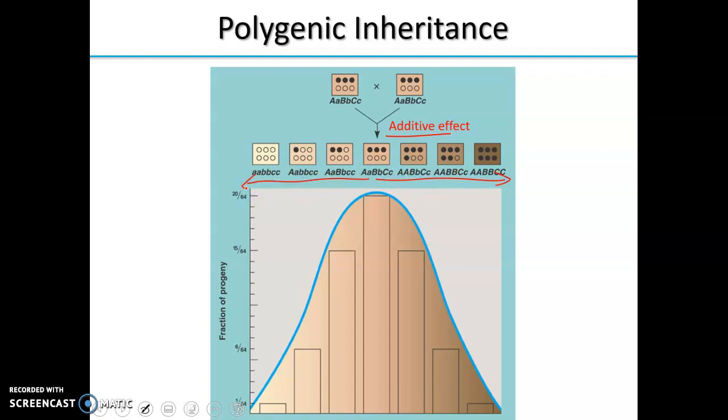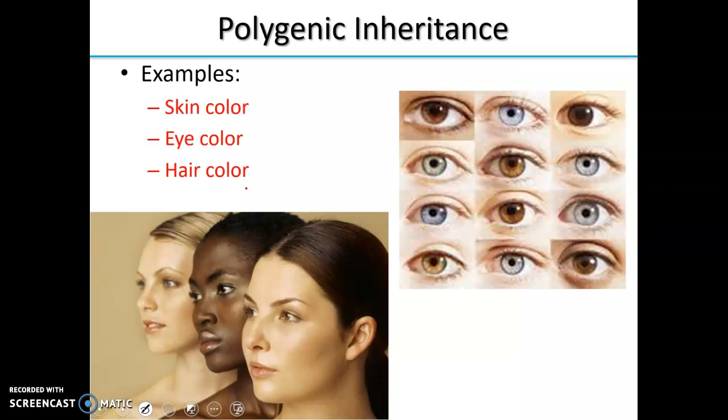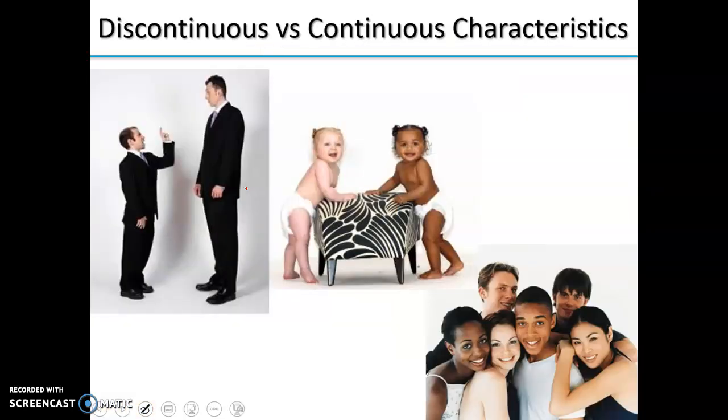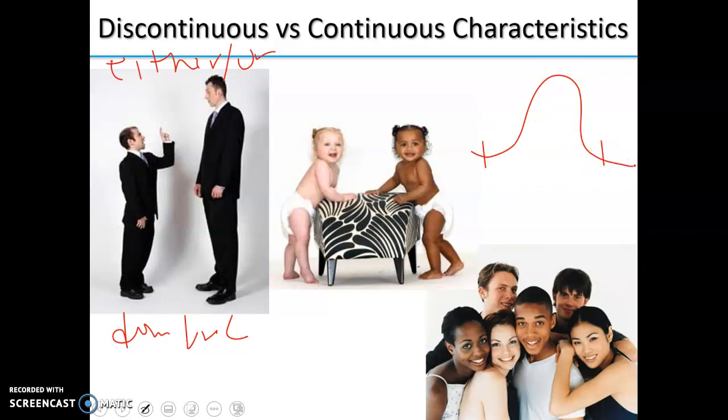It's also important to note when we're talking about polygenic that it's continuous versus discontinuous. In discontinuous, you have this either or, okay? So when we talk about something being dominant or recessive, it's either short or it's tall. It's either light or it's dark. Either or, it's curly or it's straight. But if it's continuous, then you have your two extremes, but anything is possible in the middle.